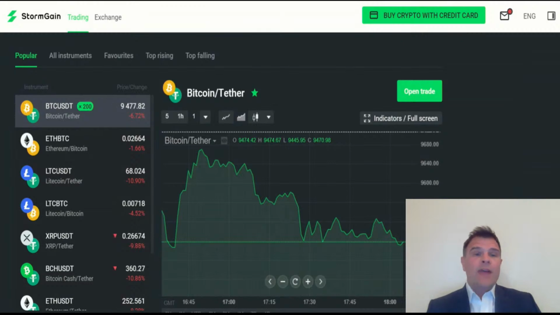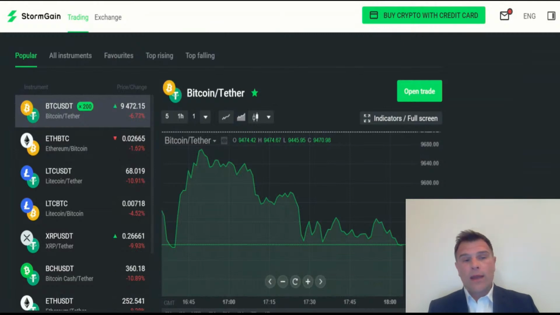Now, the way it allows you to make these big wins is it allows you to use big multipliers. These aren't recommended for new traders. What we like to do is start off with smaller multipliers, and I'll talk about multipliers in a second and how they work. You can exchange your assets in StormGain for lower fees.